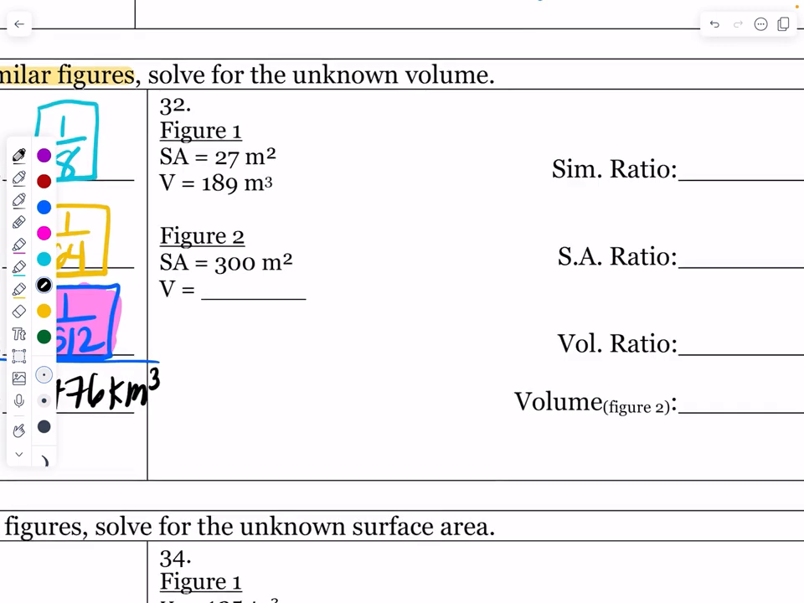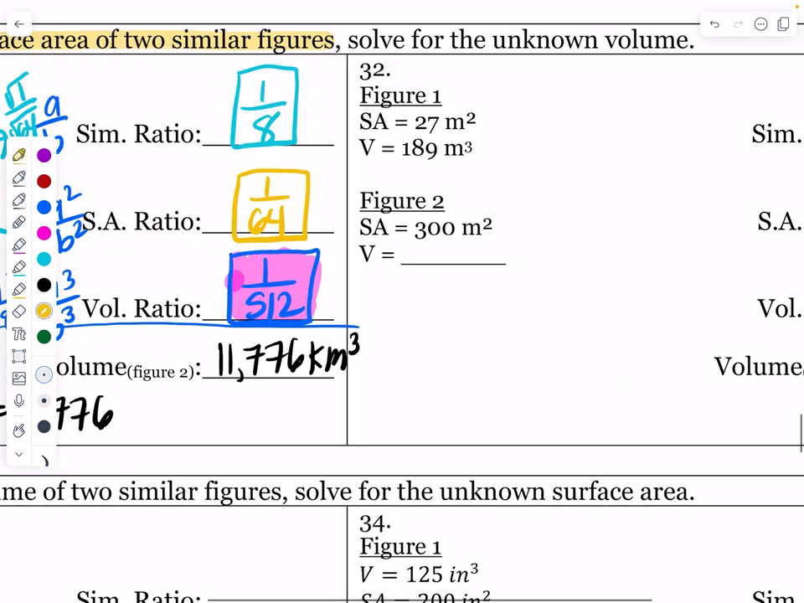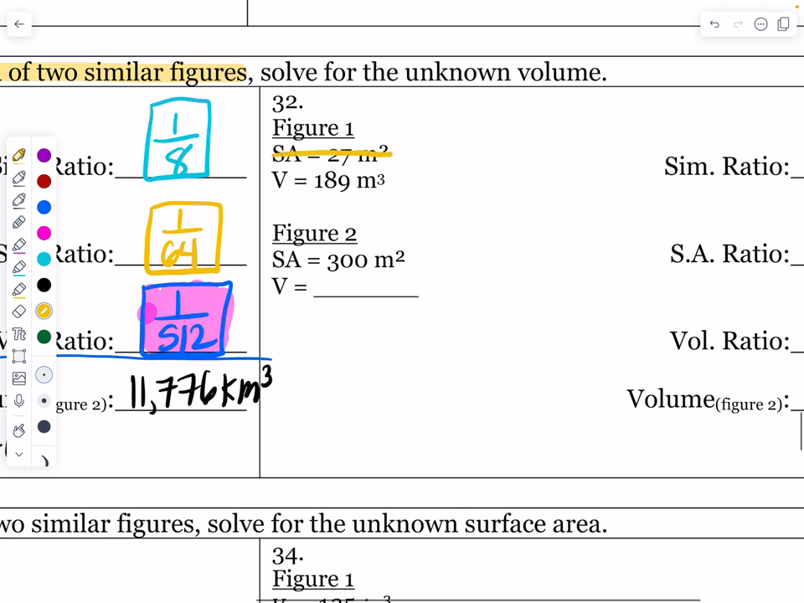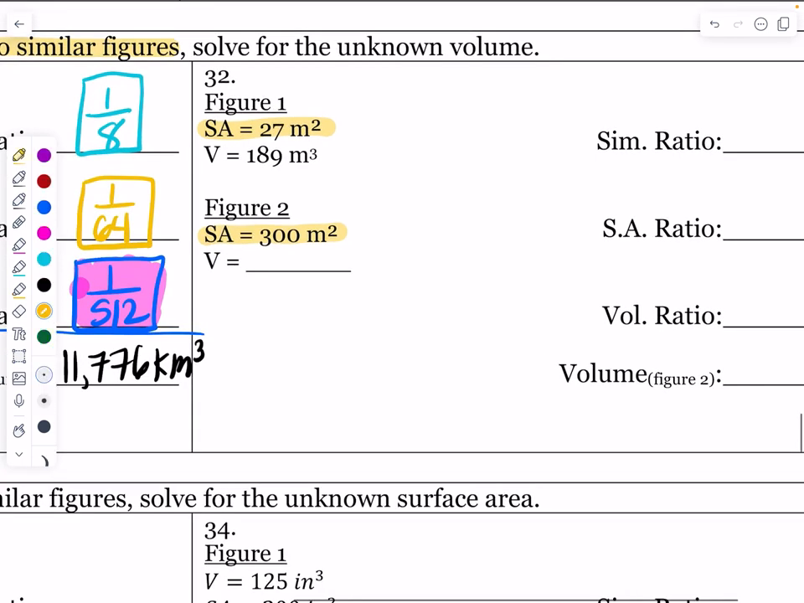All right, exact same thing on the next problem. Again, we are given surface areas. So we're given the 27. We're given the 300. That is level 2. So I've got A over B. I've got A squared over B squared. And I've got A cubed over B cubed. And so that is level 2 behavior. That's level 2 information. That is going to be my A squared over my B squared.